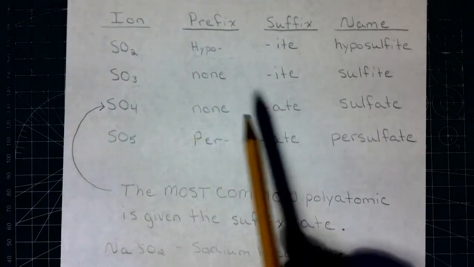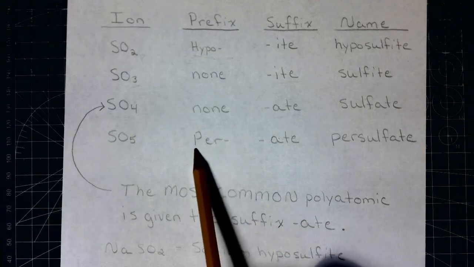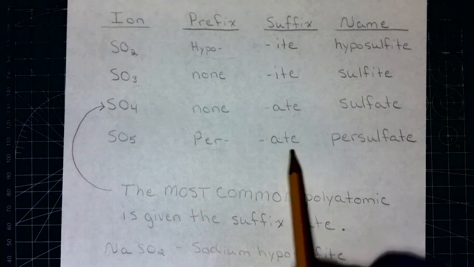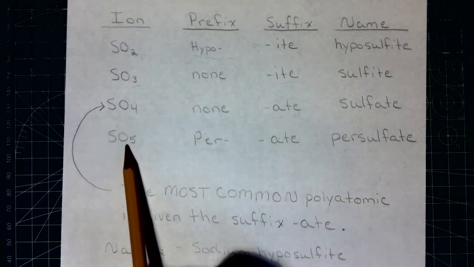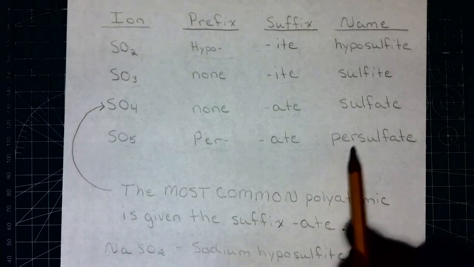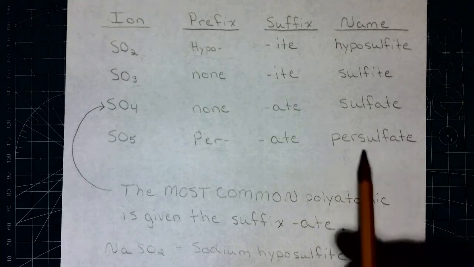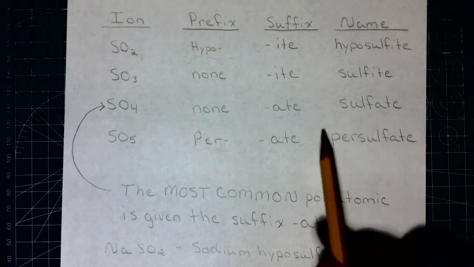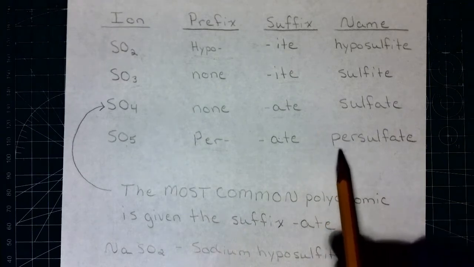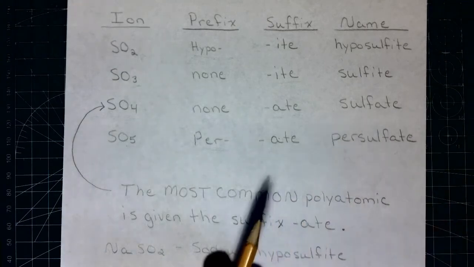And then again, if you add more oxygens than the most common one, they add a prefix, per, and they keep the suffix -ate. So SO5 is persulfate. Persulfate and other perchlorates and stuff like that tend to be really reactive, if not just explosive a lot of the time. A lot of fireworks are made with perchlorates.